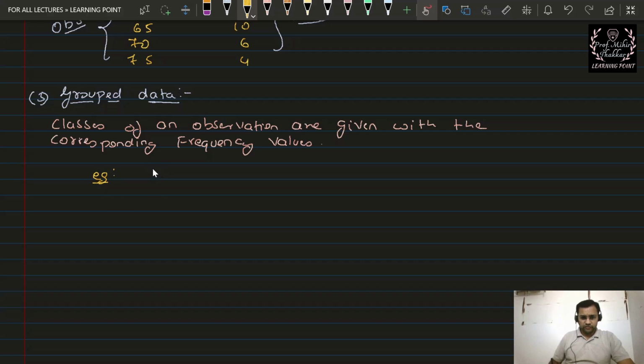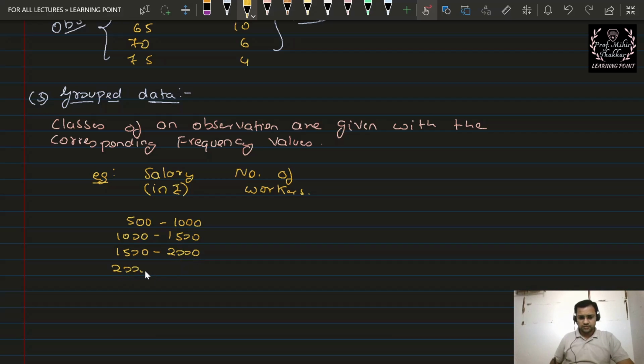Let us say we are given the information about the salaries of the workers in rupees and the number of workers. Let us say 500 to 1000, 1000 to 1500, 1500 to 2000, 2000 to 2500, and so on. With the number of workers, let us say 5, 9, 12, and let us say 6.